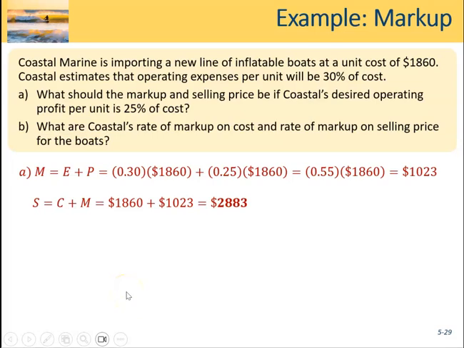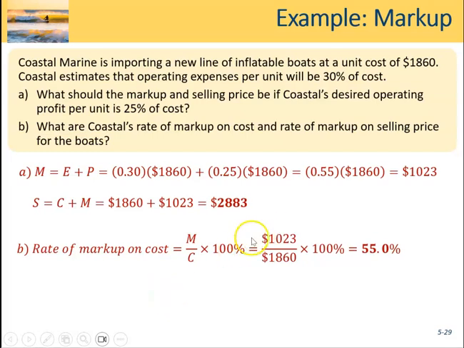B, what are Coastal's rate of markup on cost and rate of markup on selling price? Okay, so rate of markup on cost, markup on cost. There's your formula, M divided by C. And rate of markup on selling price. So there's your other one, M divided by selling price.